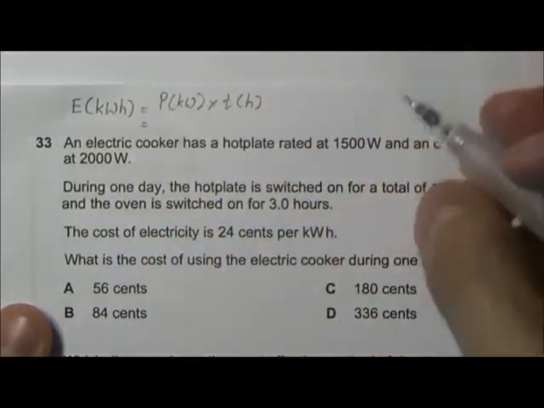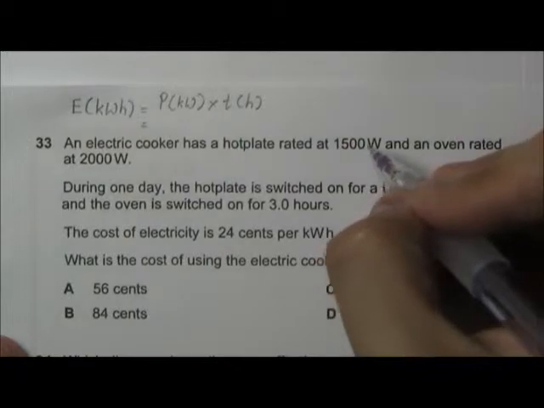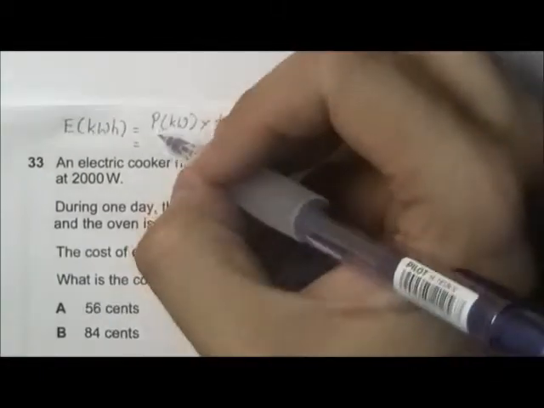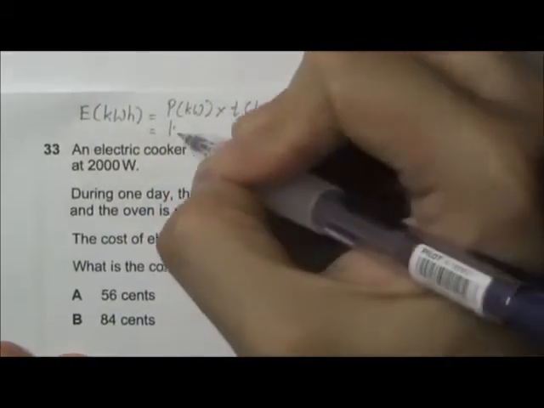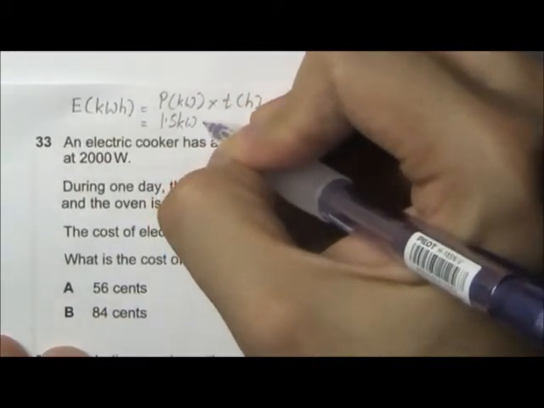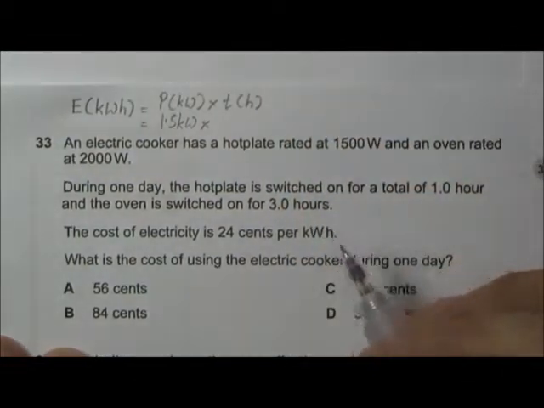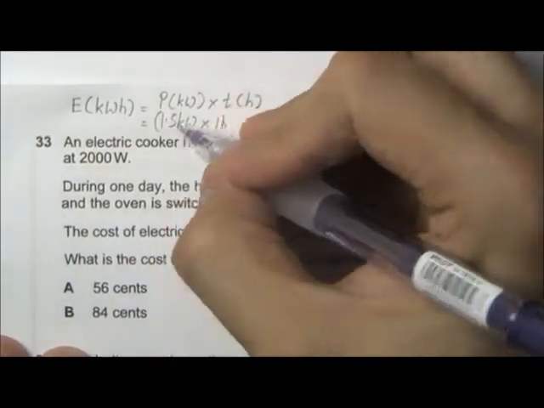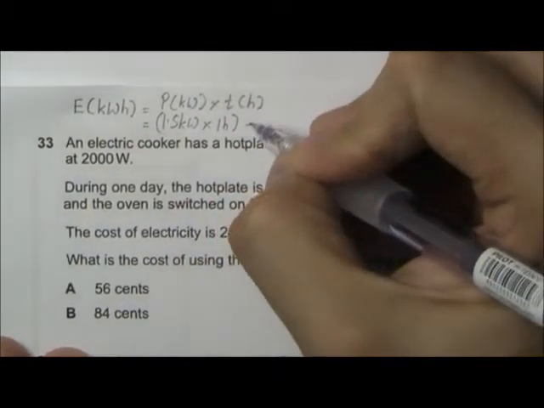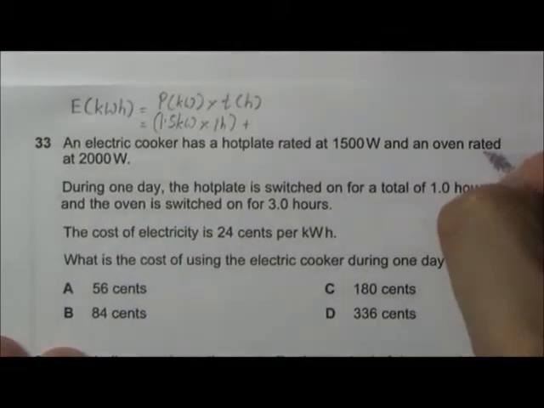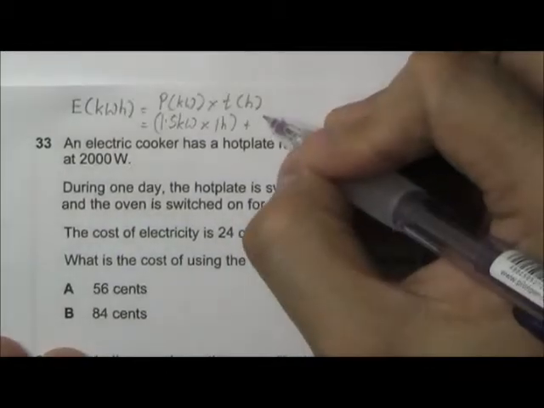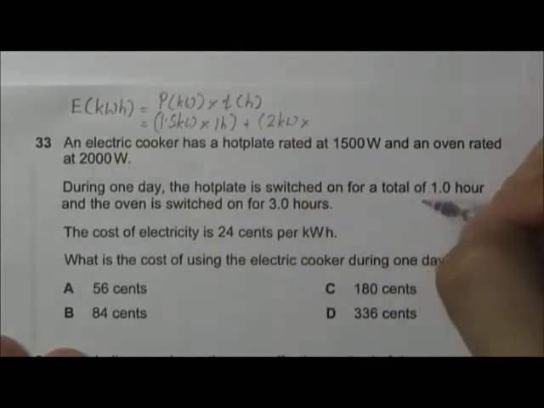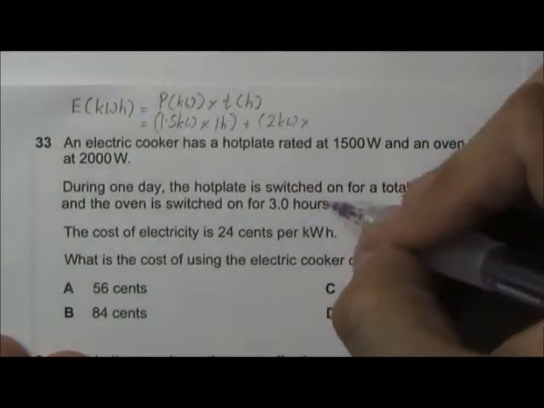So, okay, for the hot plate, it will be 1500 watt. So we have to change it to kilowatt. So it will be 1.5 kilowatt multiplied by the time that is being switched on, which is 1 hour. Okay, this is for the hot plate. Then we have the oven. Oven power rating is 2000 watt, so that makes it 2 kilowatt, and it's being switched on for 3 hours.